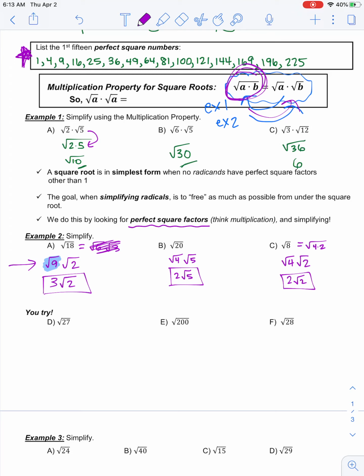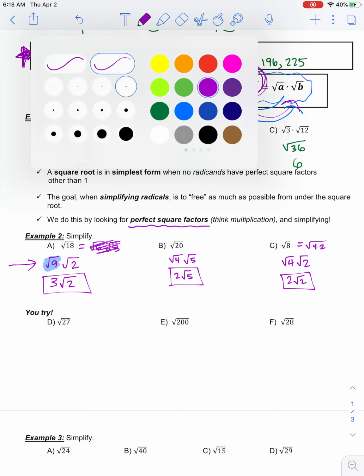All right, there are 3 more problems with numbers that are not perfect squares, but they do all have a factor that is a perfect square from the list above. So please hit pause, try D, E, and F, and when you are ready to check your answers, then hit play again.